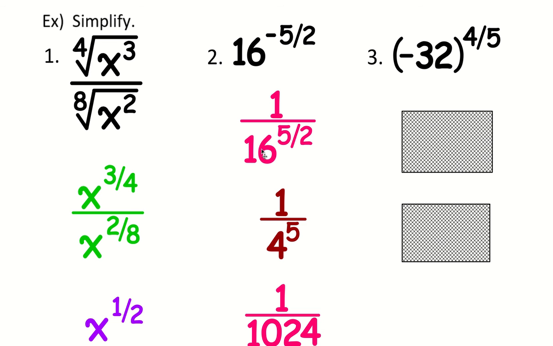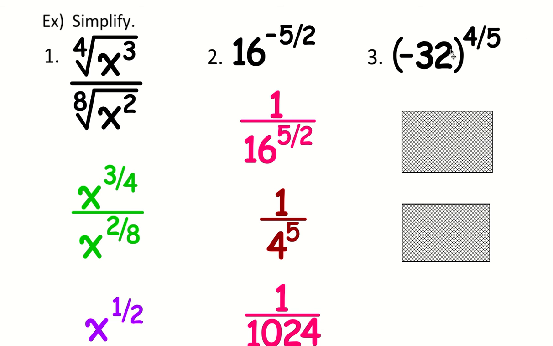So taking the square root of 16, you get 4. And then raising it to the 5th power, you get 1024. So the final answer here is 1 over 1024, because remember, the very first step, we needed to make that negative power into a positive power. Here, it's already a positive power, so don't worry about this being negative.